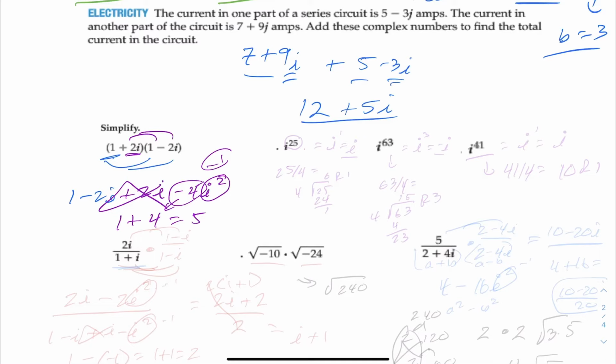i to the 25th. Remember, all we care about here is that there are 4 options, so you divide the power by 4 and all you care about is the remainder. 25 divided by 4 is 6, remainder 1. So this is the same thing as saying i to the first, and i to the first is just itself, i. 63, same idea. 63 divided by 4.